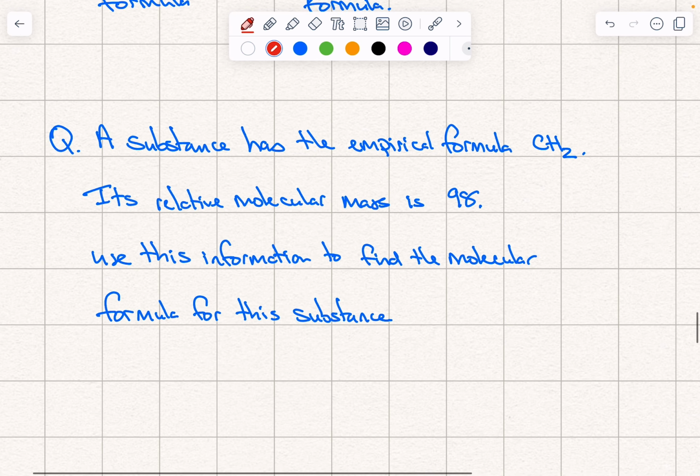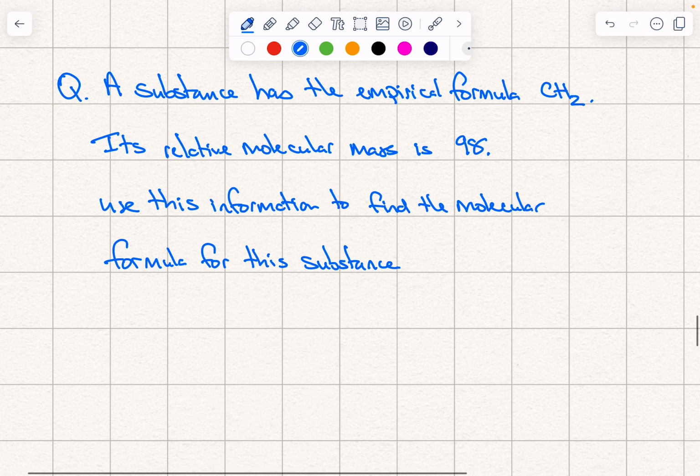And this question says that a substance has an empirical formula of CH2. Its relative molecular mass, that's the mass of the whole formula, is 98. Use the information to find the molecular formula. So to do this, first thing we have to do is take the formula CH2 and we have to find the mass of that empirical formula.